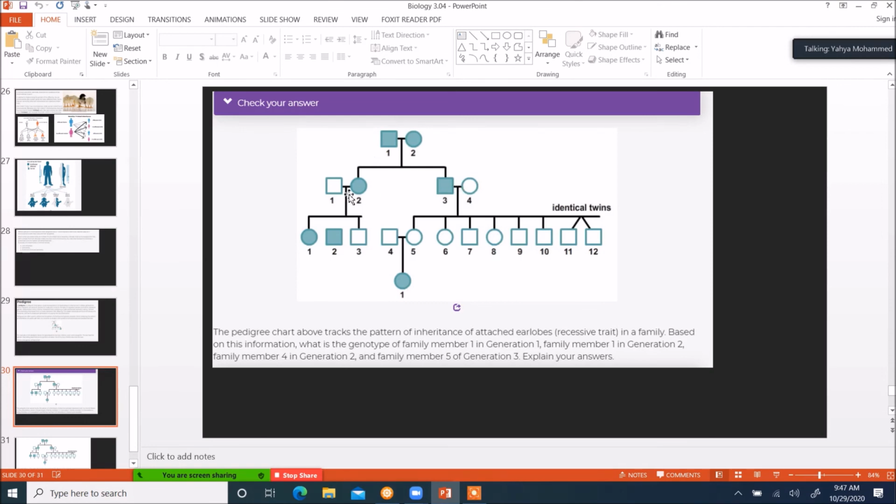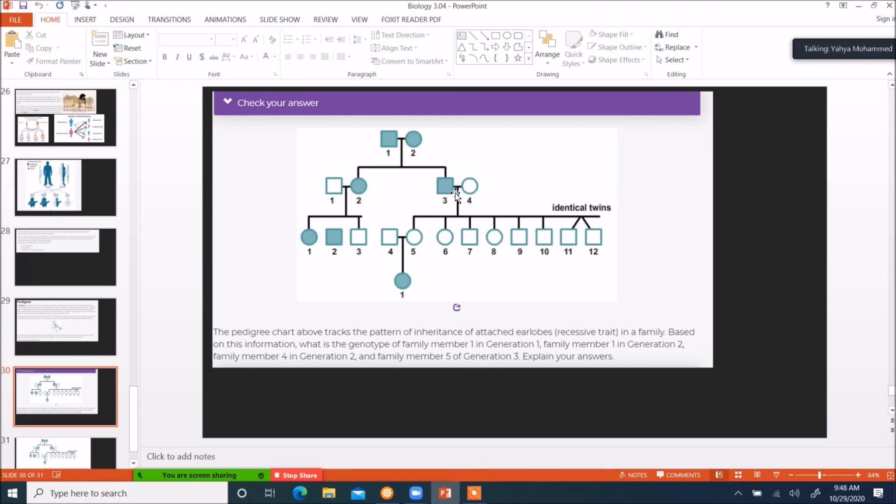So person 1 and person 4 are from somewhere else, so we don't know. Their genotype has nothing to do with these parents over here. So let's take a look. We know that this is a recessive trait. That's the clue that they gave us. Oh, I didn't read that. Oh no, brother, read that. They're saying that this is a recessive trait.